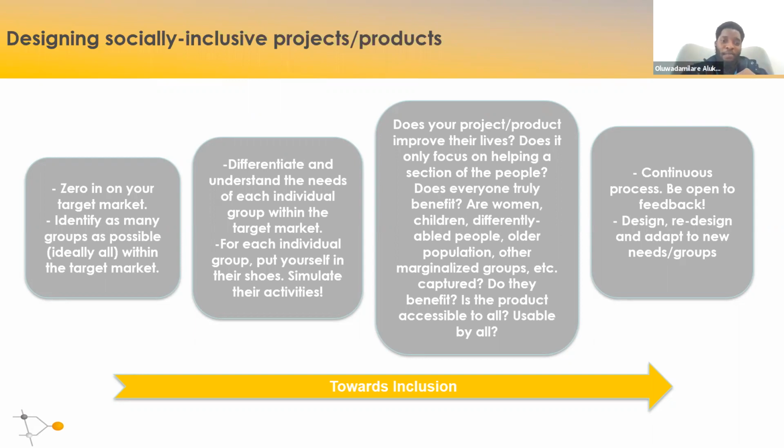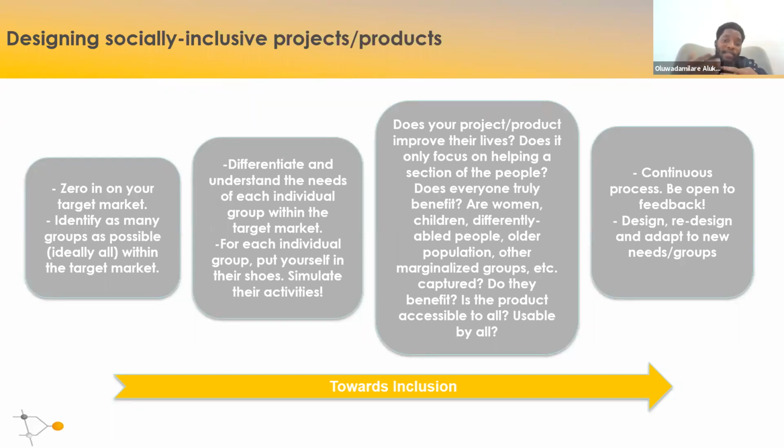Then you move to the second point: you differentiate and understand the needs of each individual group which you have identified. So it's basically putting yourself in the shoes of each individual group and simulating their activities. What are their pain points? What are their limitations? How can we encompass and bring these people into this design? How can they actually take advantage of the product or projects we're offering?